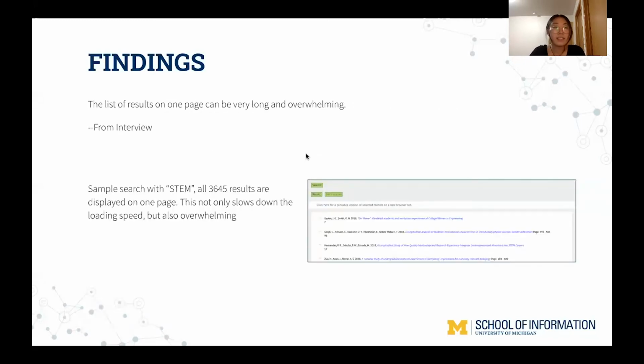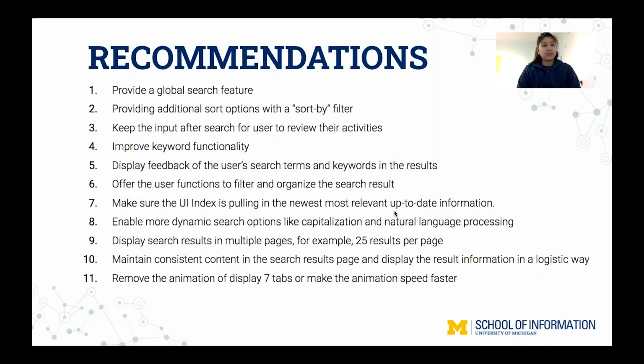The last finding is that the list of results on one page can be very long and overwhelming. In this image, we can see we have more than 3,000 results, and they are all displayed on one page. This not only slows down the loading speed, but also can be very difficult for the user to scan through. And we ultimately came up with our top 11 recommendations.